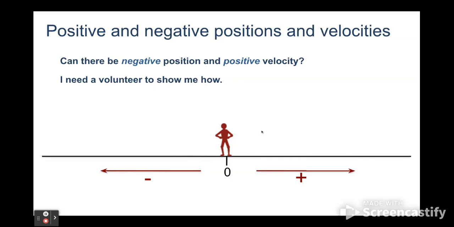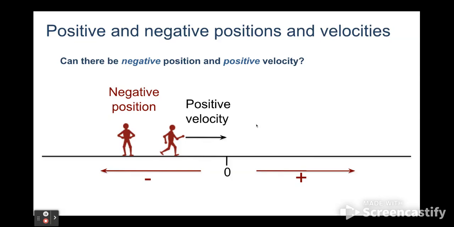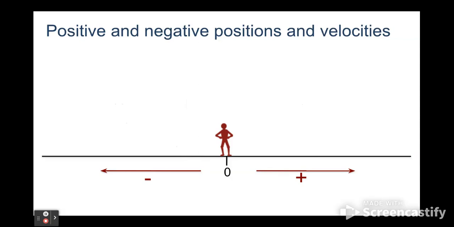So we got this little volunteer, as they say. Negative position, and then a change in position in the positive direction will give negative position and positive velocity. So it is definitely possible. It all depends on the origin. So what is the initial position? Remember that from our displacement analysis. Positive and negative positions and velocities.